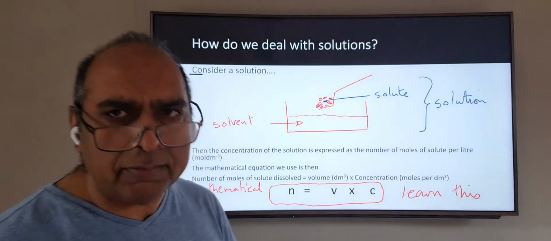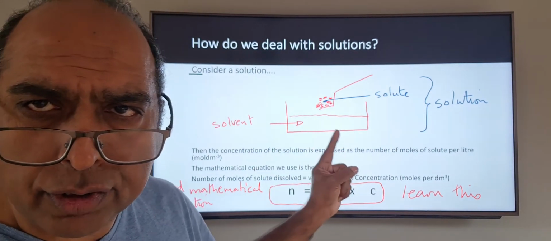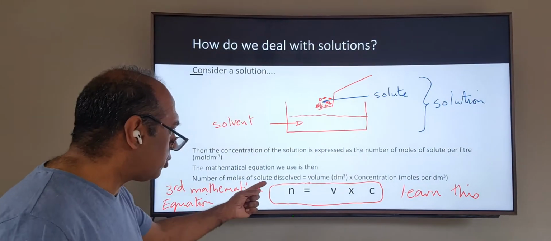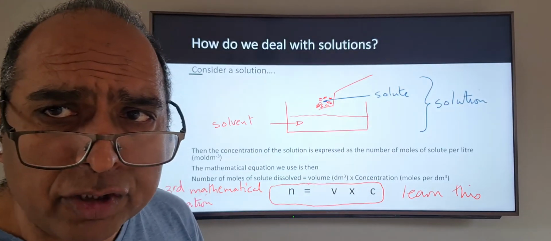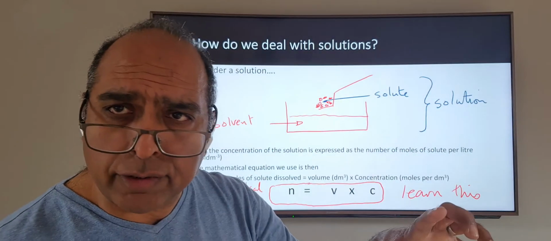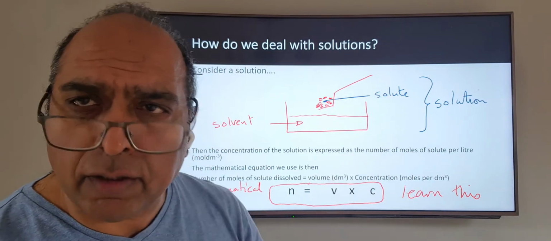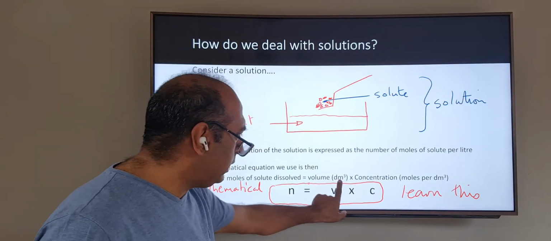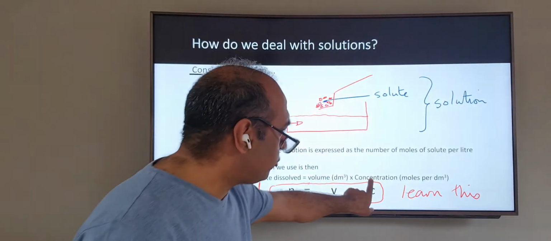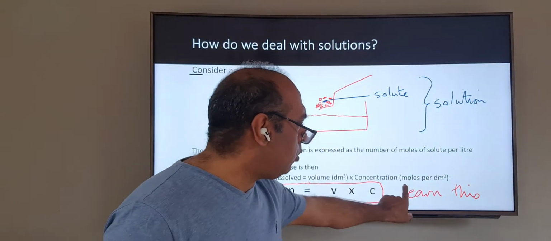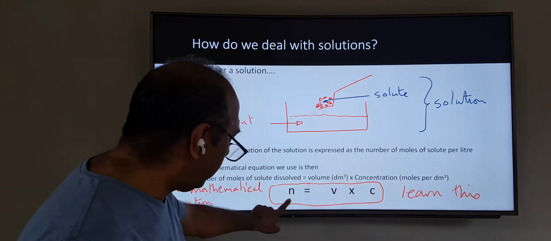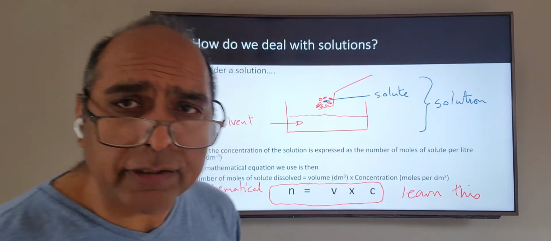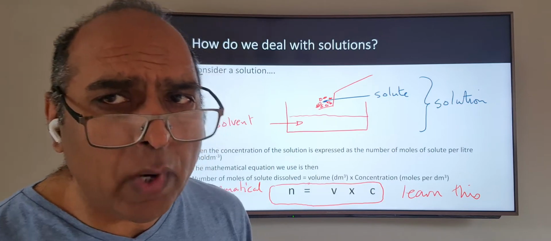So the mathematical equation to use with solutions is this one here. N is number of moles, the number of moles of the solute that's dissolved. Number of moles of dissolved stuff in the solution is volume in litres multiplied by the concentration, and the concentration must be in moles per litre. And that is the third and final mathematical equation I want you to learn and be able to use. And remember where you can use it.